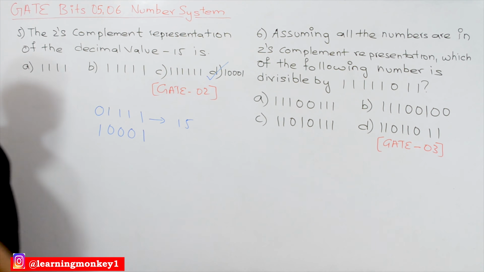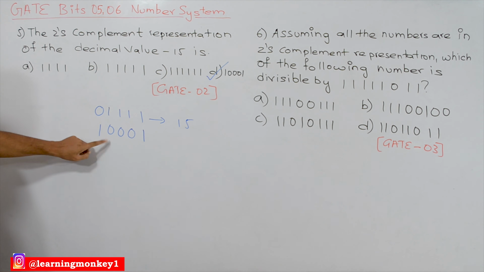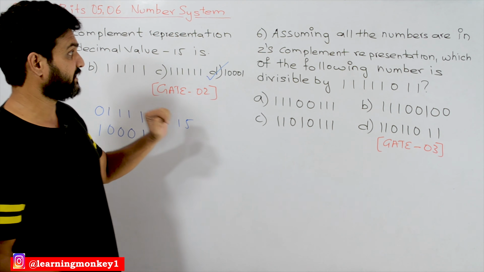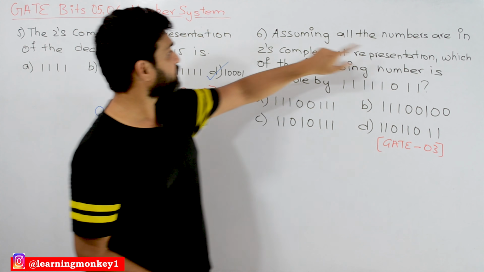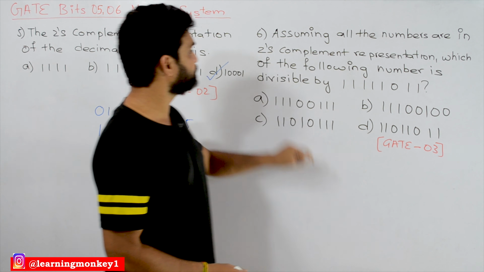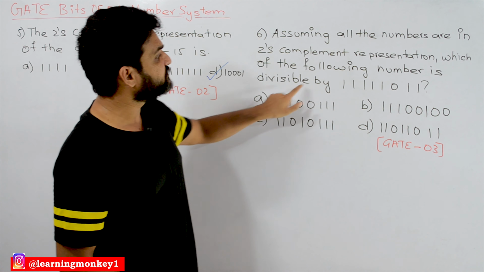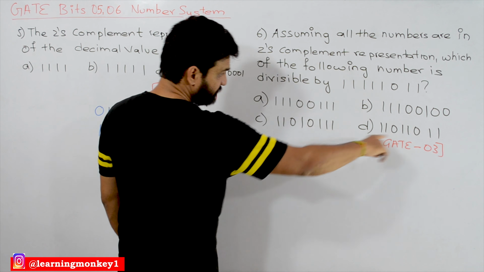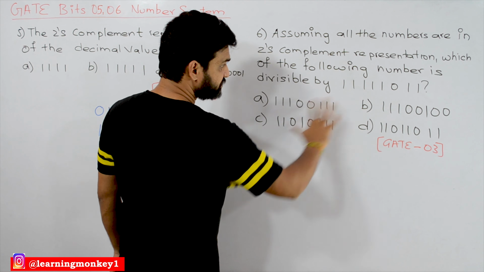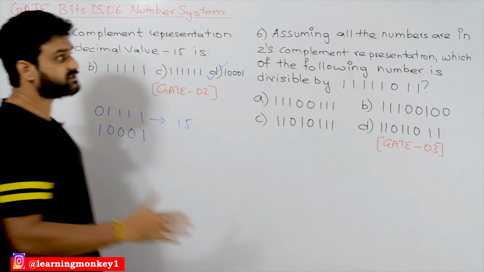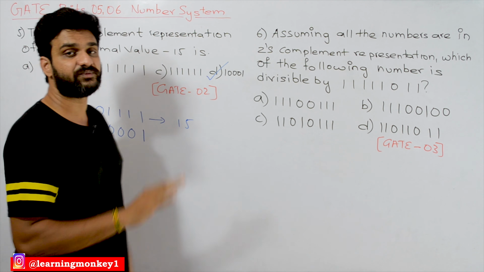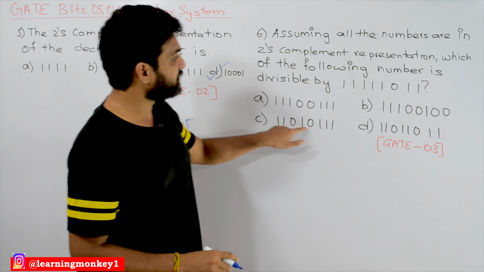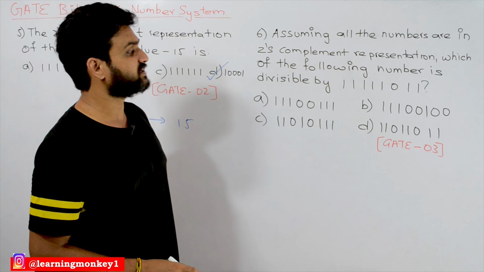This is how minus 15 can be represented. Now the next bit: assuming all the numbers are in 2's complement representation, which of the following numbers is divisible by this number? Here, all these binary numbers are given, and we assume that all of them are in the 2's complement representation. Among these 4 numbers, which one is divisible by this number?